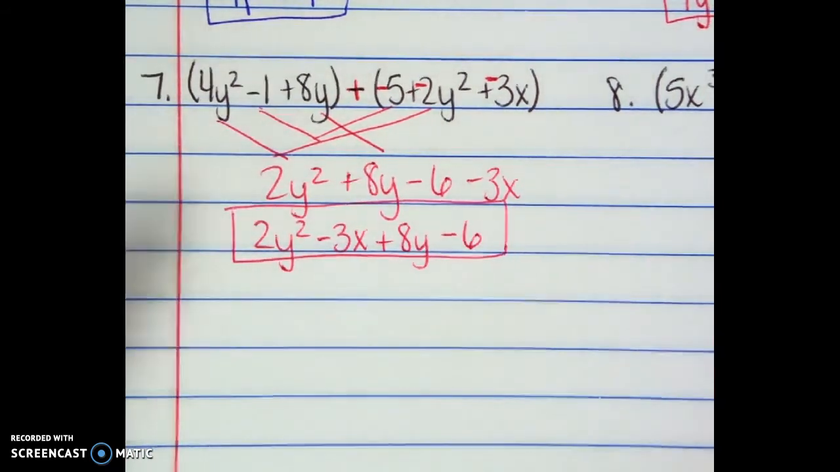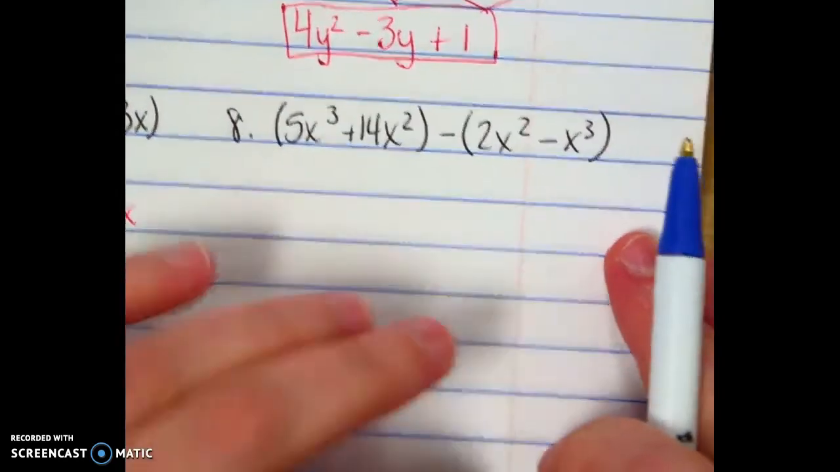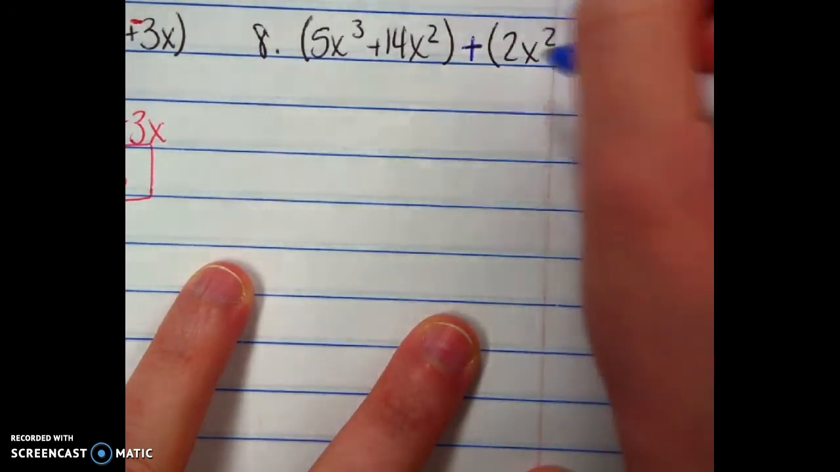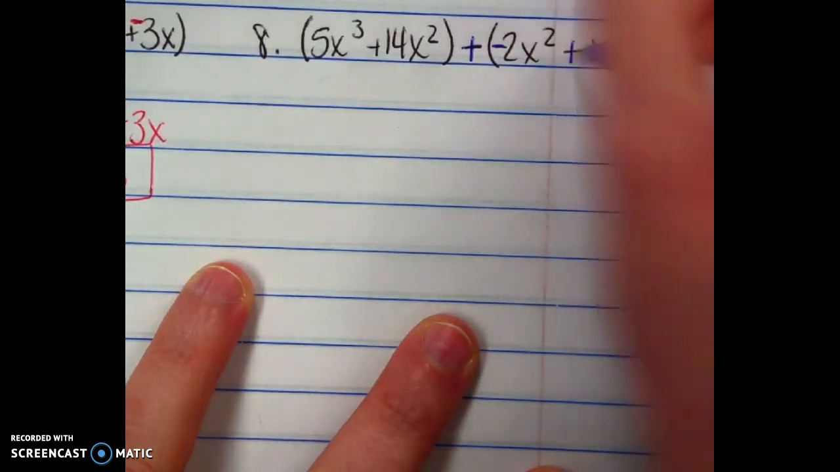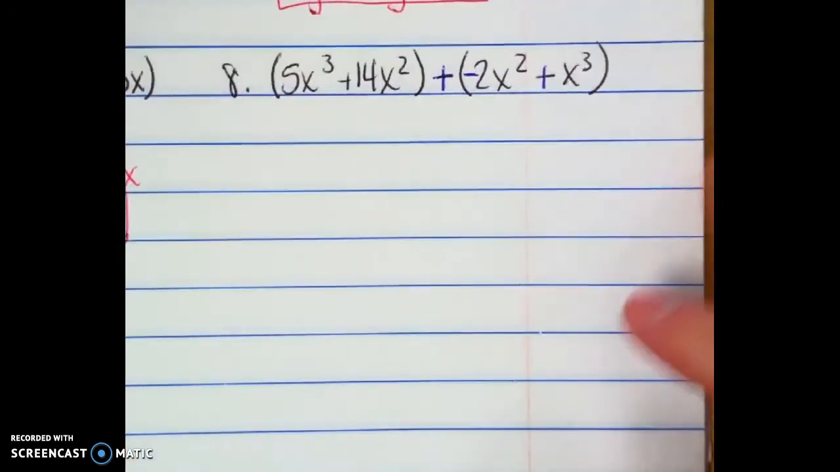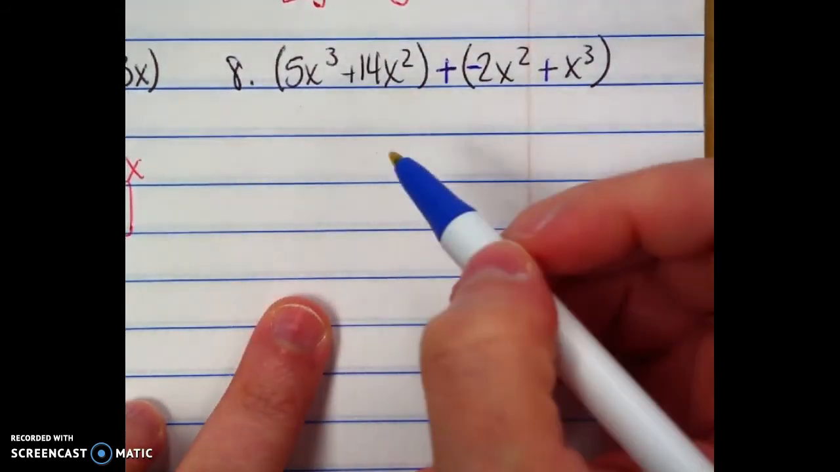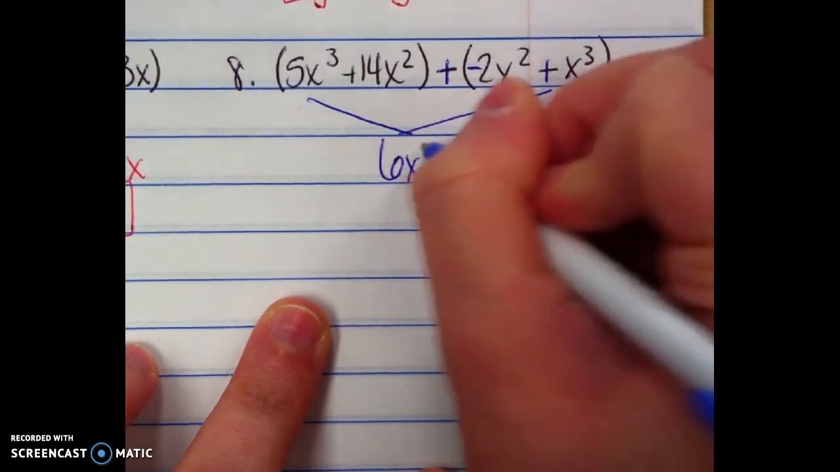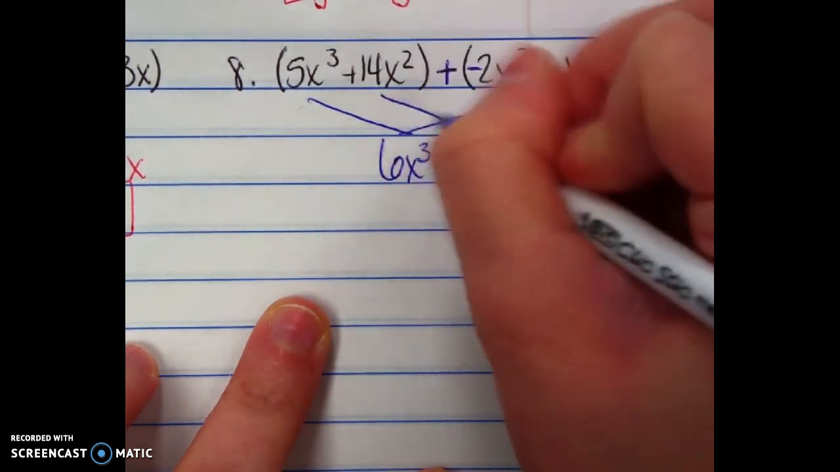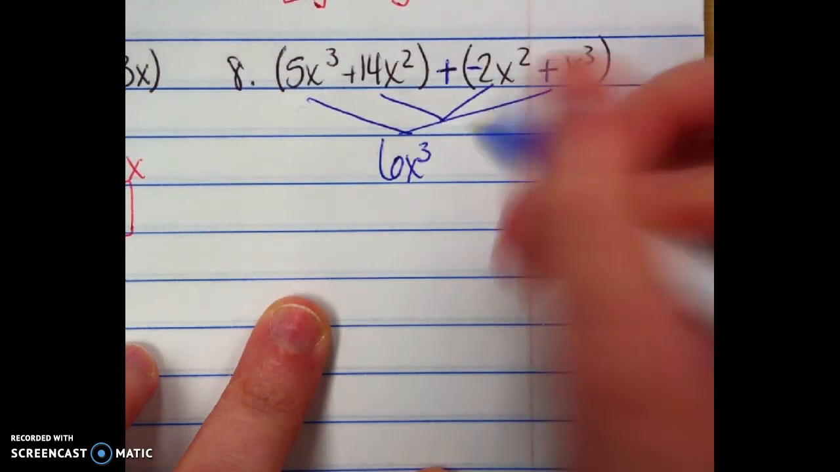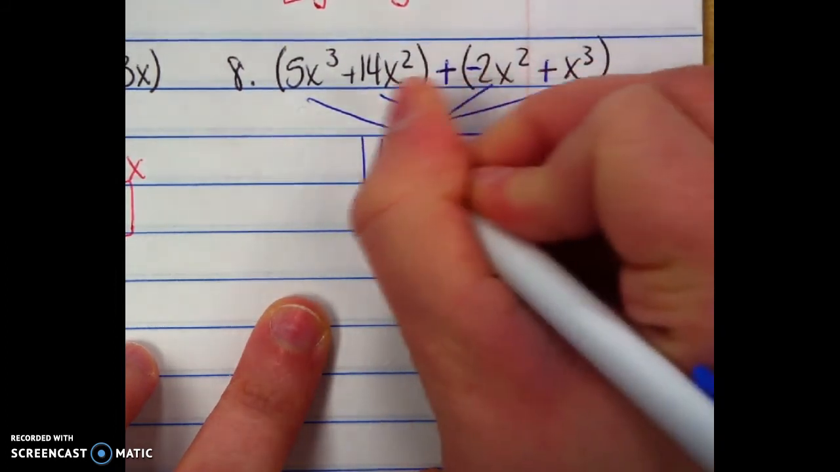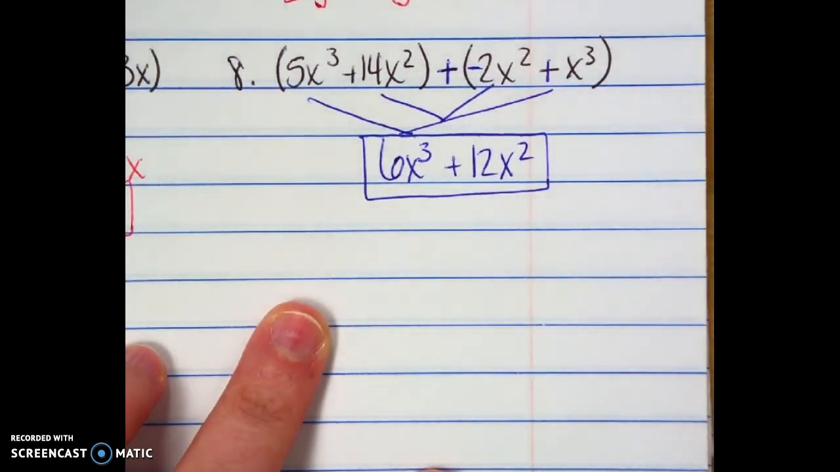And I have one more. So in this one, I will just do plus and then negative, and this becomes a plus. So I'll do the x cubed first. So 5 plus 1 is 6x cubed. 14 minus 2 is a positive 12x squared. And that one is in standard form.